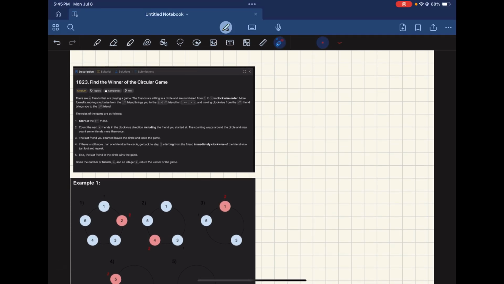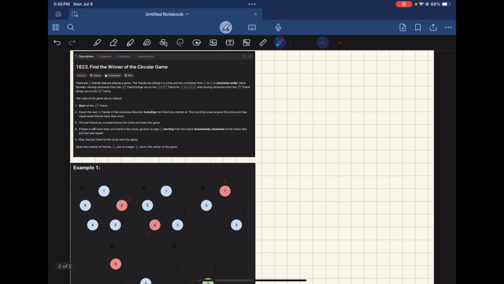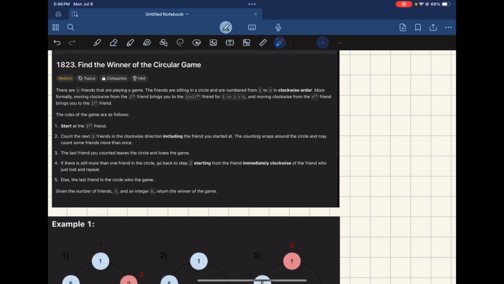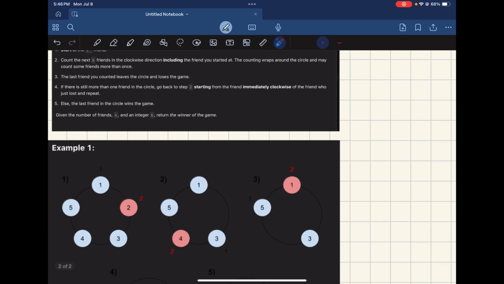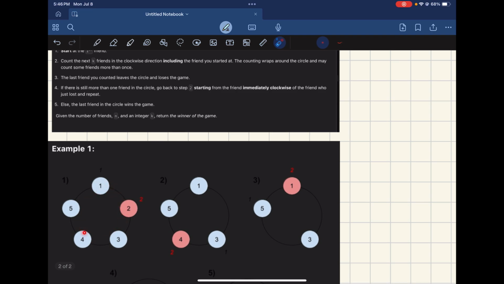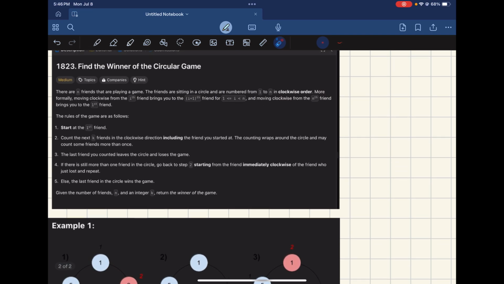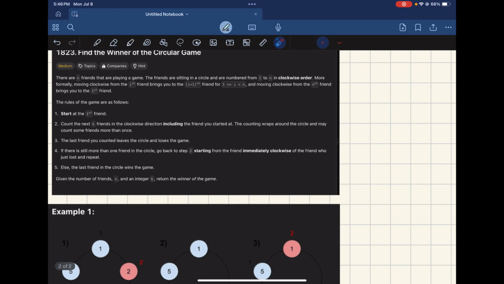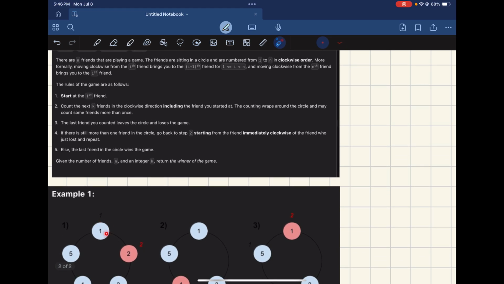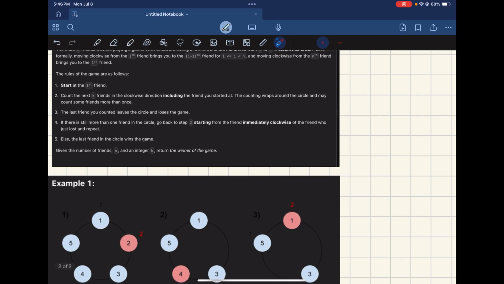Hello, today we're going to solve this problem of finding the winner of the circular game. So what's happening over here is there are n friends, right? And they're playing this game and they're sitting in a circular manner, okay? They're going to start off from the first guy, whoever is sitting in the first index. They're going to start from the first guy, and then they're going to play this game.